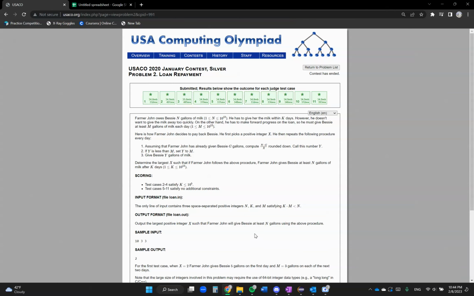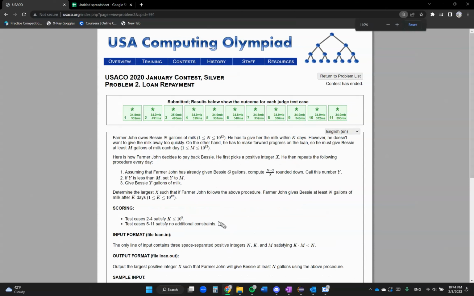Hi, welcome back, and right now I'm going to be solving the USACO 2020 January contest Silver problem 2, Loan Repayment. And just a heads up, this problem can seem pretty complicated, so pay attention.